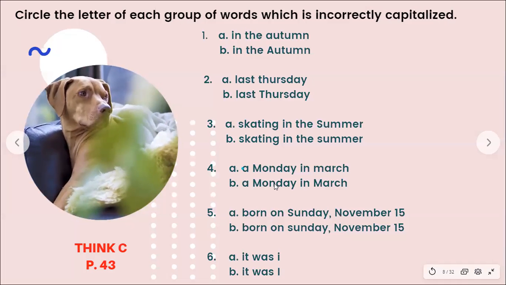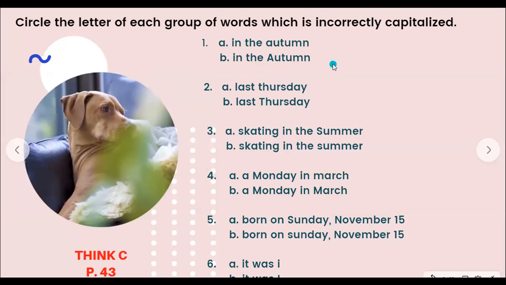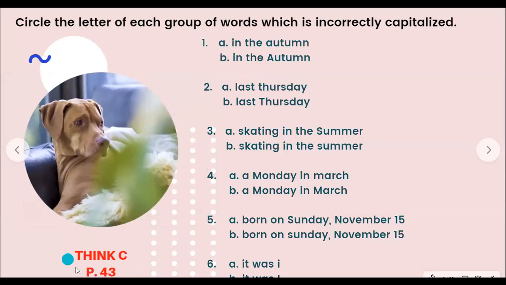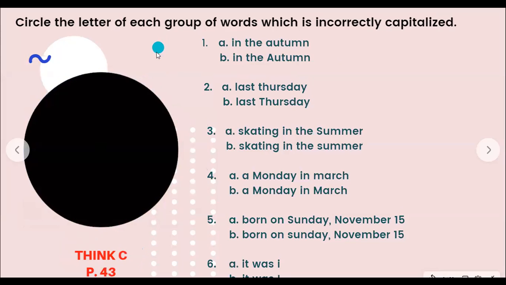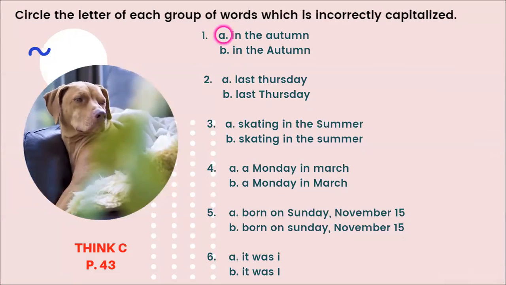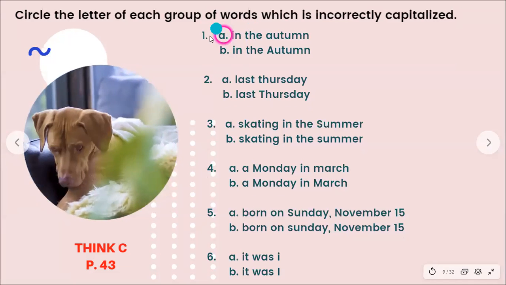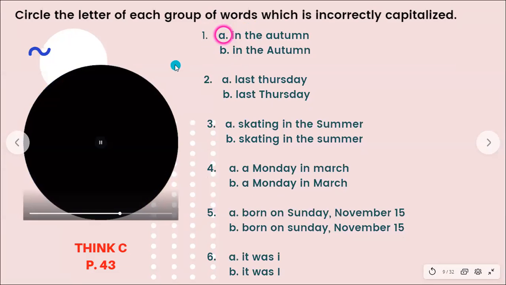Here we are. It says circle the letter of each group of words which is incorrectly capitalized. That is our Think C. Here we have it. Think C, page 43. So we are going to circle the letter of each group of words which is incorrectly capitalized. Let's see, number one. Which one is incorrectly capitalized, A or B? And the answer is, very good, Adriana. Okay, Adriana says A, Daniela says B, Cristiano says B, Mia, A. Okay, let's see. A, very good job. Remember that the seasons, we don't capitalize. Remember our rule, seasons, we don't capitalize. So the first one is A. This is correct, which is incorrectly capitalized.